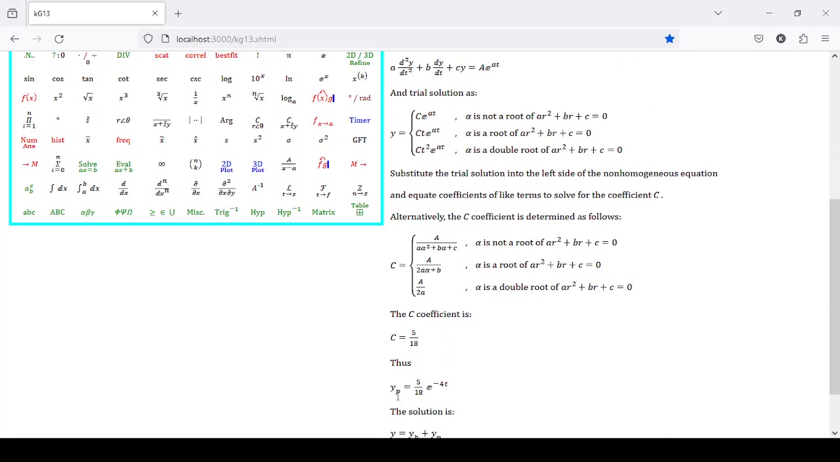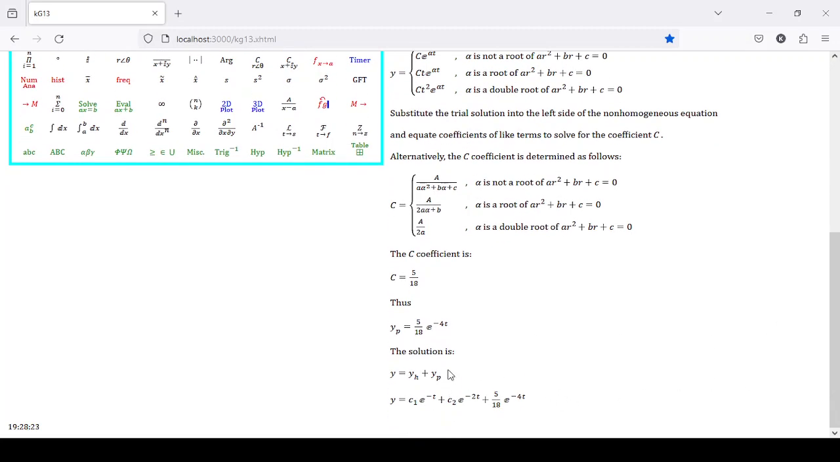So our particular solution yp is 5 over 18 e to the minus 4t. The general solution is homogeneous plus particular. So it is c1 e to the minus t plus c2 e to the minus 2t plus 5 over 18 e to the minus 4t.